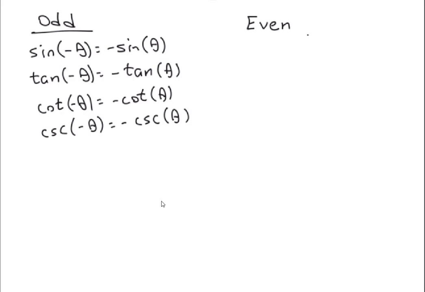The other two trig functions are even, which means if we have a negative sign on the inside for cosine, it actually is irrelevant. It does not change the value whether it's a negative in there or not. And the same thing for secant.